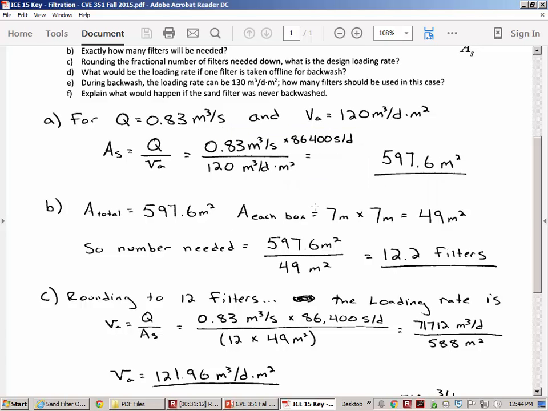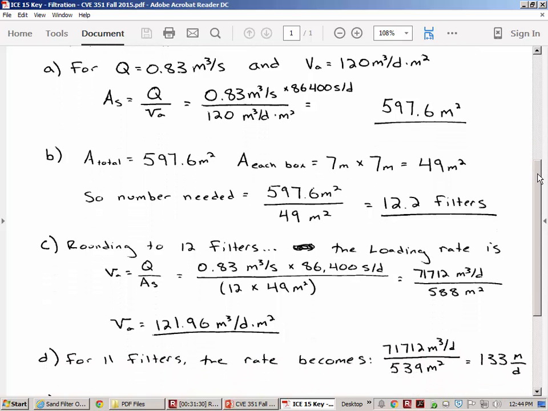Let me step you through the logic of these last couple of questions here. So in part C, basically it was saying, what loading rate do you get if you only have 12 filters instead of 12.2? So we already did that. But now in D it says, what if you only have 11 filters because one of them is offline? So during backwash, your loading rate would be 133 meters per day if we cancel out the units. 133, but it says in part E that the limit should be 130 during backwash.